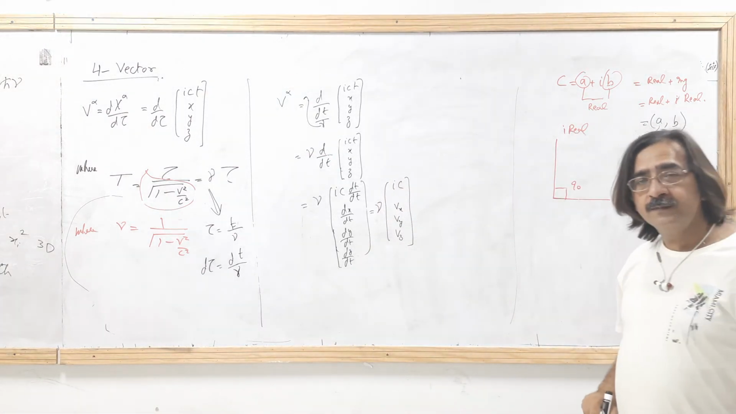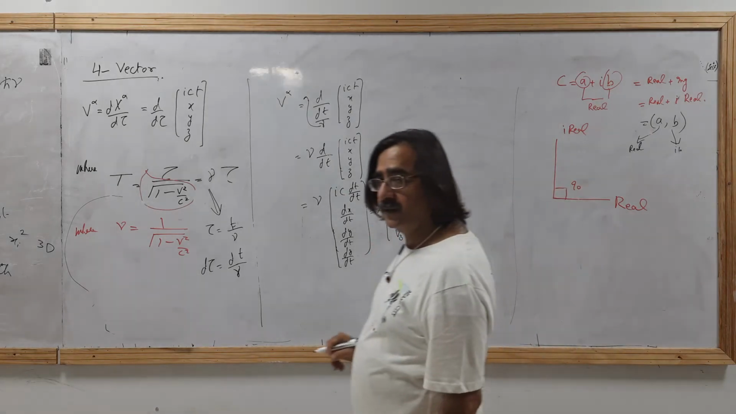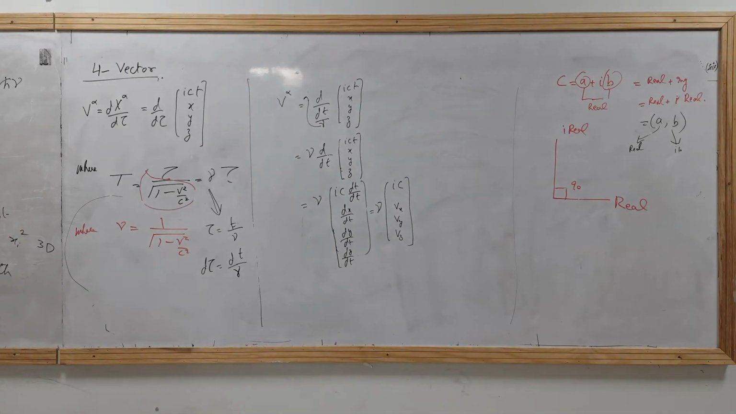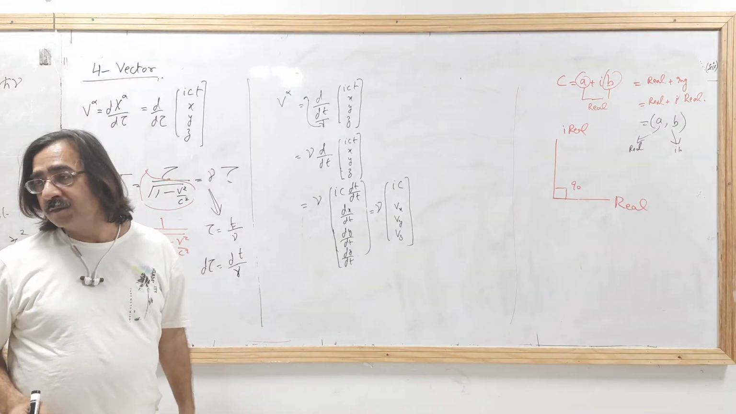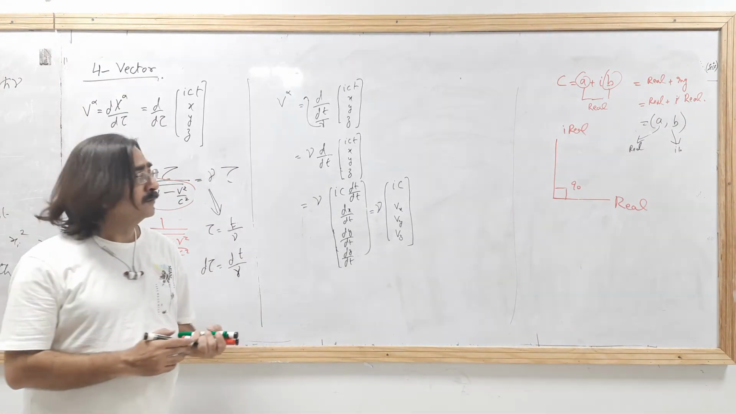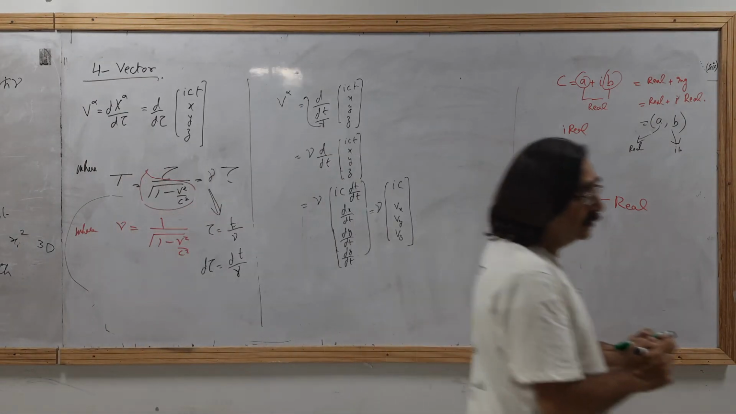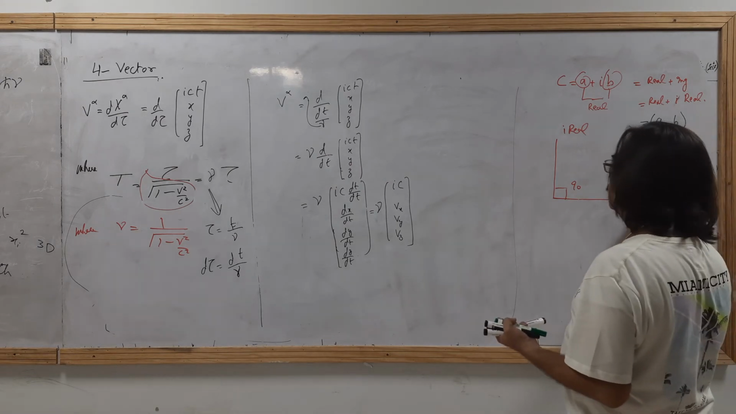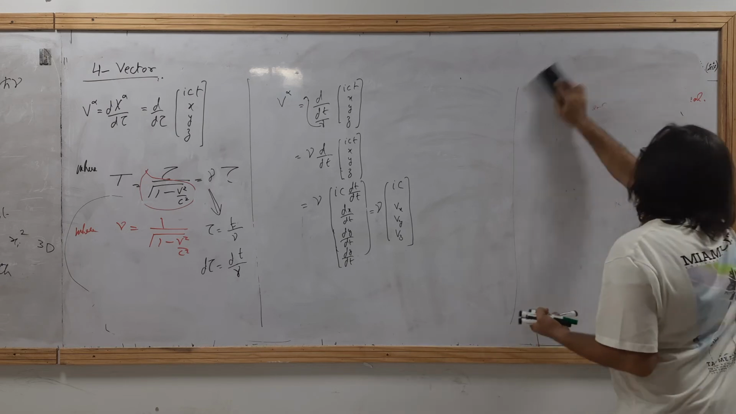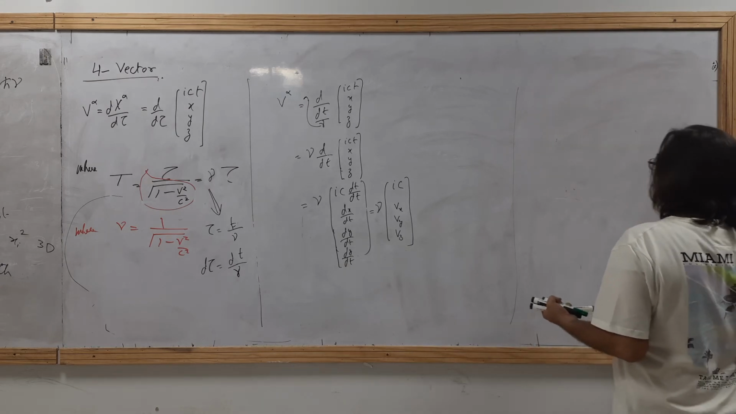Okay, gamma is multiplying this. Got it? Yes, sir. So this will be your 4 velocity. Okay. Got it? May I erase it? Thank you. Okay.